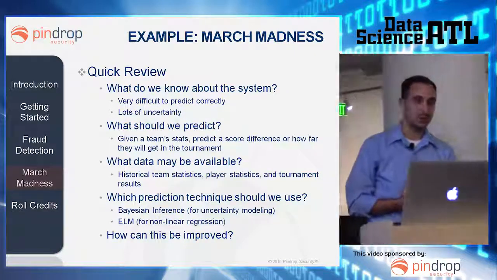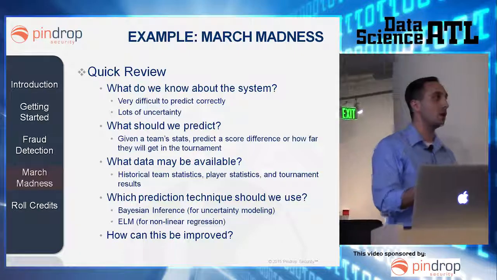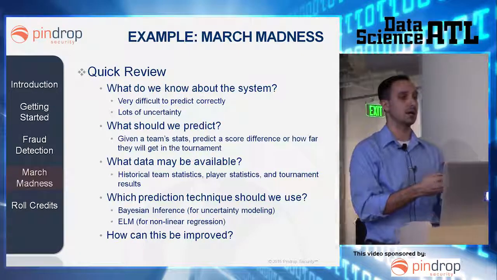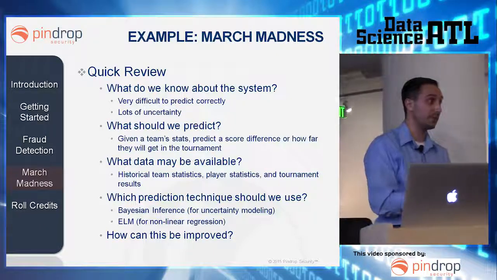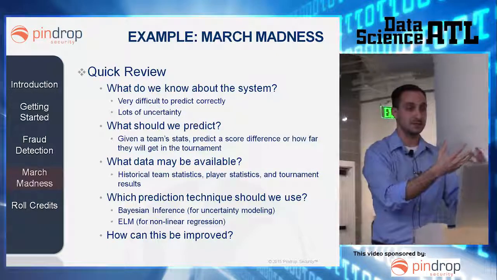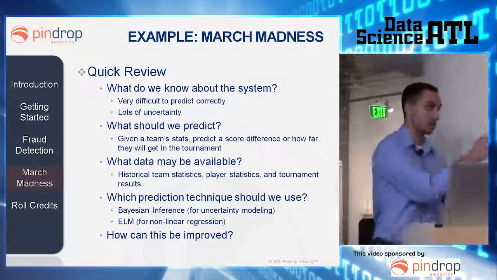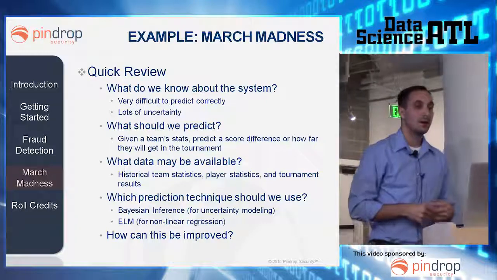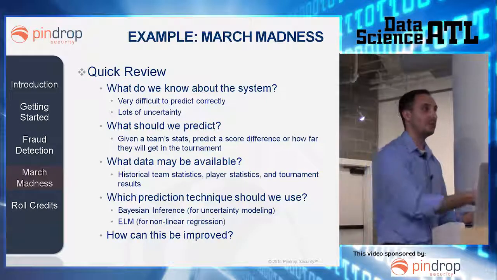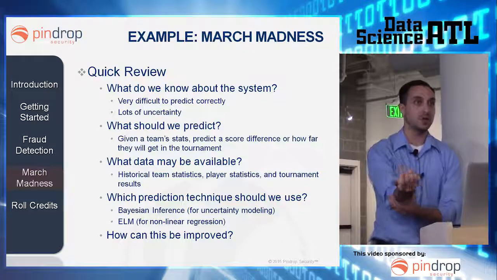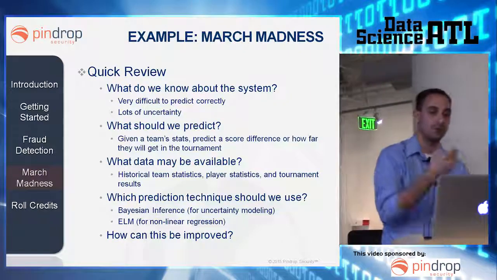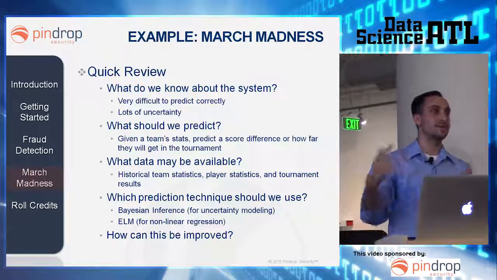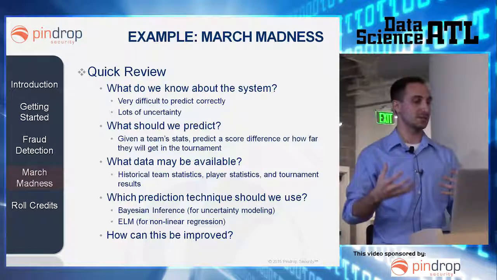So let's take a quick review of what just happened. We asked the question, what do we know about the system? We know that it's very difficult to predict. We know that there's a lot of uncertainty in it, right? What should we predict? Based on the team stats, we want to either predict a score difference or how far they're going to go. And then we say, okay, what data do we have at our disposal? What can we use for this prediction? So we go with historical team statistics, player statistics, and so on. And of course, we need tournament results to verify and train our system.